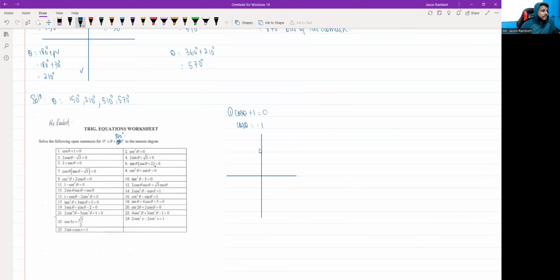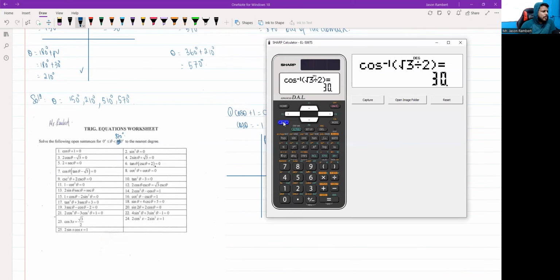Attempt to calculate my principal value. My principal value is equal to cosine inverse of the modulus of minus 1, which is cosine inverse of 1, which should be 180 degrees. No, cosine inverse of 1 is 0. Let's check it here. Cosine inverse of 1 is 0.